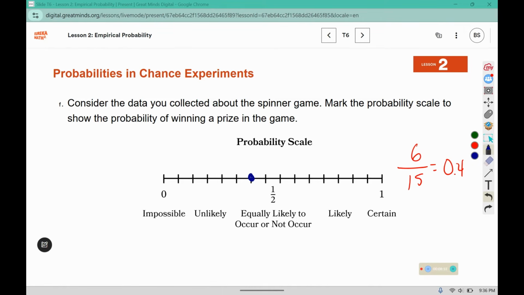Now, in reality, our theoretical probability may be something different based on what we would expect from the numbers in the spinner. This is just based on my experiment. So if you were to complete your experiment, you may end up with a different experimental probability because you spun and landed in different spots.